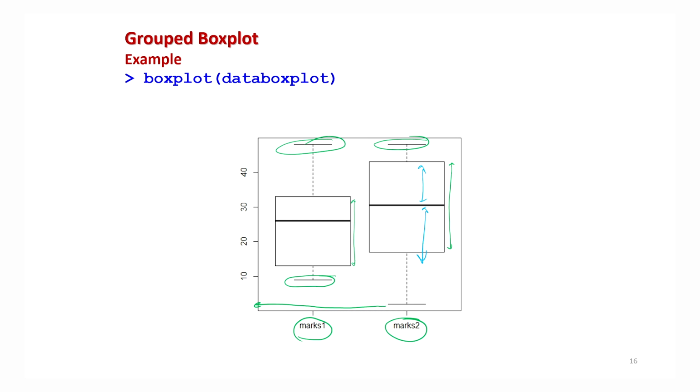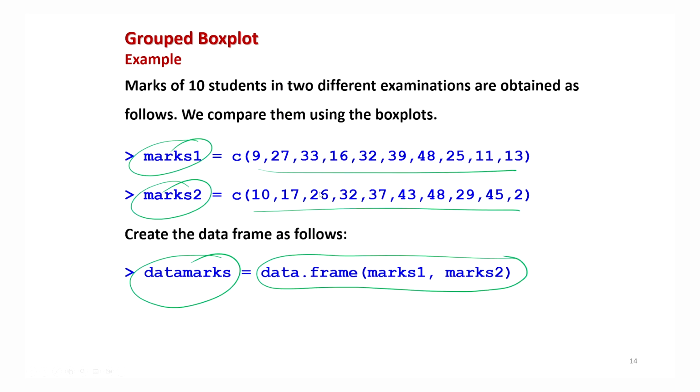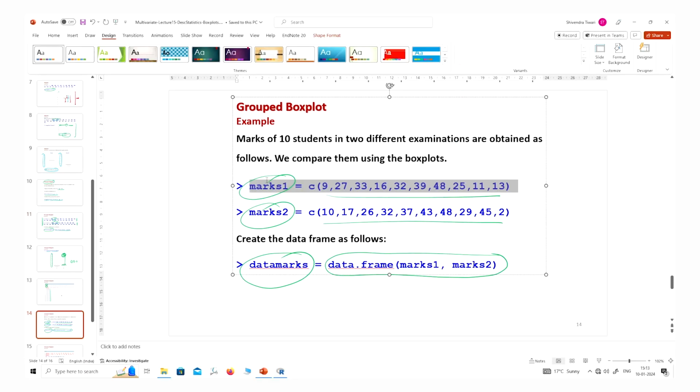are almost equally spread with respect to quartiles, whereas in the case of marks 1, this distance is different. So I can say that the data in marks 1 is more skewed, whereas the data in marks 2 is more or less symmetric around the median. So you can create this type of different information here, and let me show you these things on the R console also, so that you can understand them very easily.